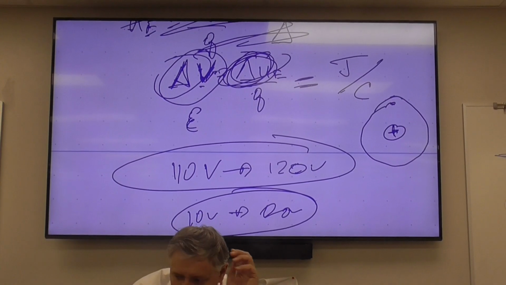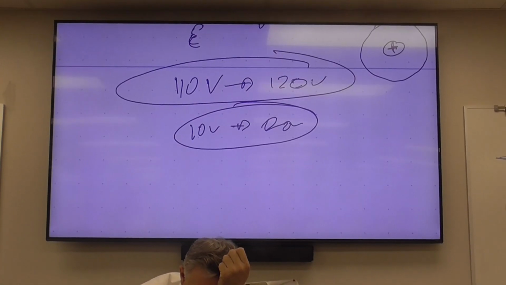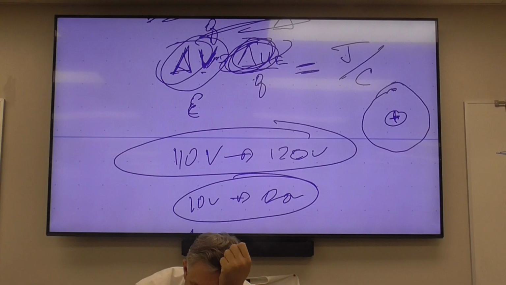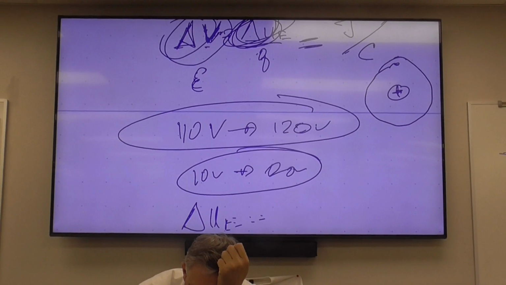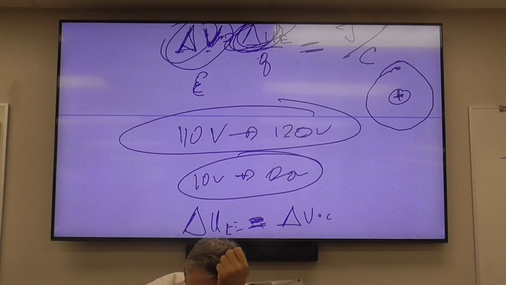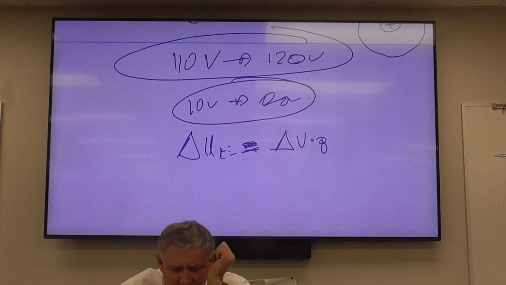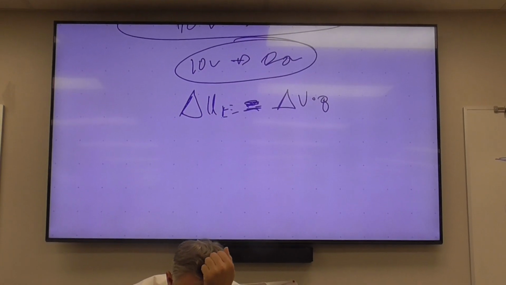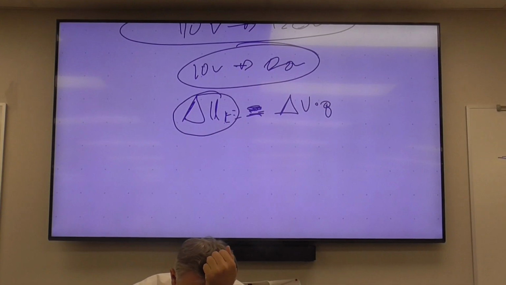So the other way that you can see this, and this is how it's typically written, is that if you solve this for delta UI, that's change in voltage times Q. Now, let's talk about this. If you look at this in terms of UI, okay?